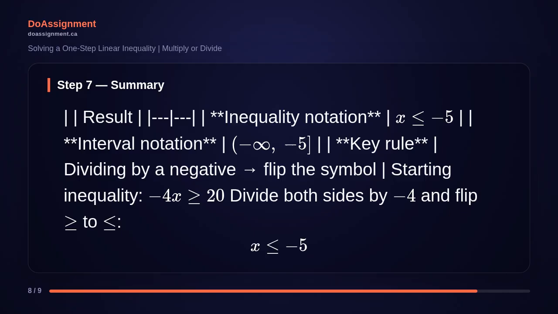To summarize, starting with negative 4x is greater than or equal to 20, we divided both sides by negative 4 and flipped the inequality symbol from greater than or equal to less than or equal to. The final answer in inequality notation is x is less than or equal to negative 5, and in interval notation, it is negative infinity to negative 5 with a square bracket on the right. The key takeaway is that dividing or multiplying by a negative number always reverses the direction of the inequality symbol.